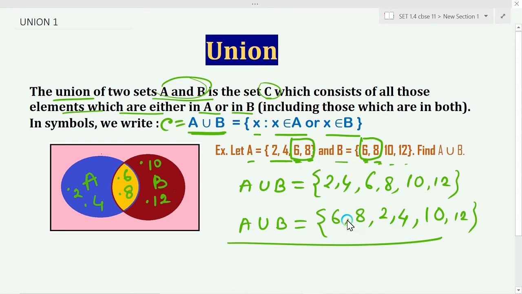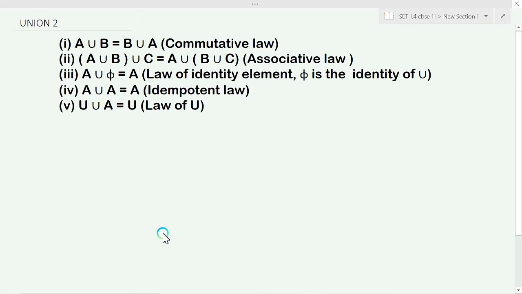So first of all you have to find the common numbers between two sets, or three sets maybe, and then you write the other numbers, and you get A union B. So this picture is a Venn diagram of A union B. Now there are some properties of A union B.